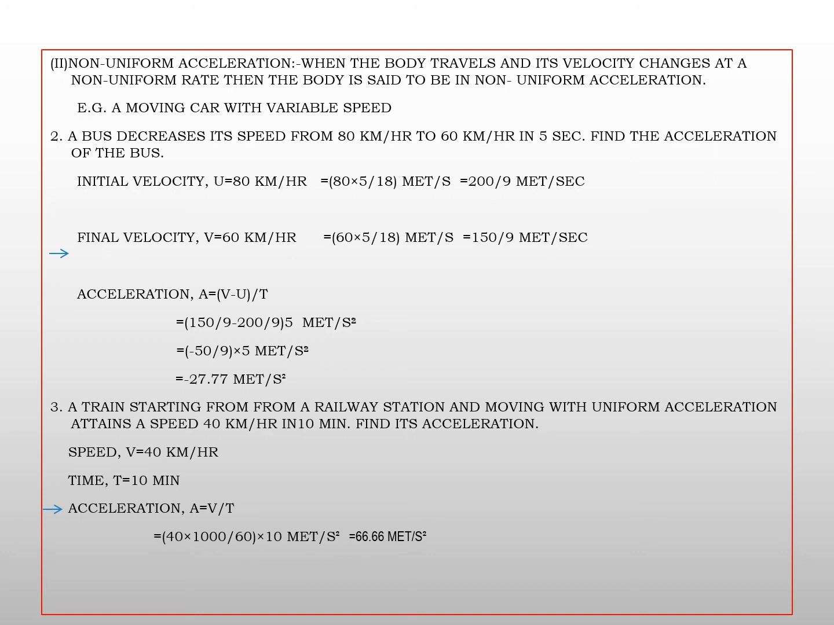Third question is, a train starting from a railway station and moving with uniform acceleration attains a speed of 40 km per hour in 10 minutes. Find its acceleration. Speed is equal to 40 km per hour. Time is equal to 10 minutes. Acceleration a is equal to v by t, that is 40 × 1000 by 60 × 10 meter per second square, and we get finally 66.66 meter per second square.